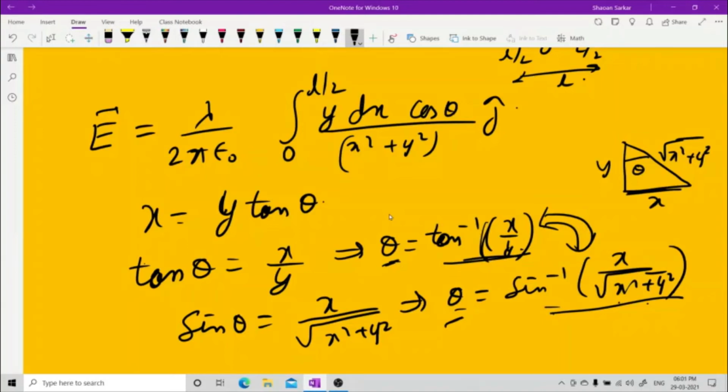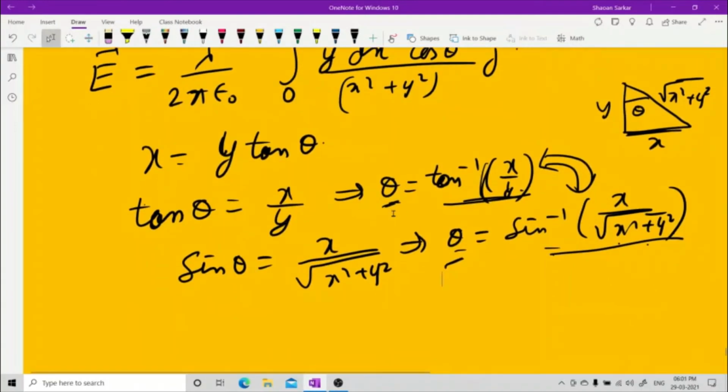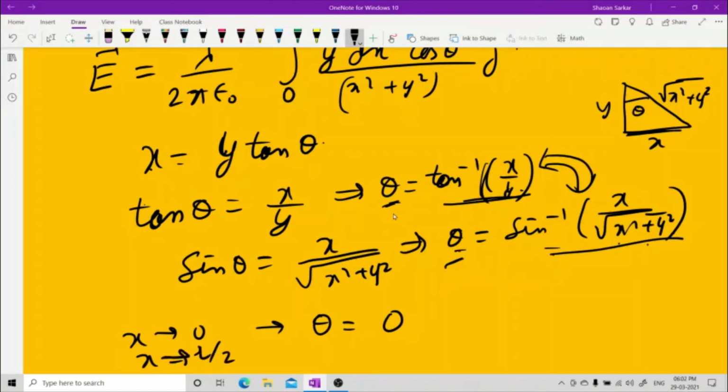Now you see one thing. Now we will keep this here at x equal to 0. At x equal to 0, theta is straight away 0. Now x equal to L by 2. At x equal to L by 2, see what happens. Theta is equal to sine inverse. Why did I take sine? I'll tell you why. You will see in a minute. This is L by 2 upon under root L square by 4 plus y square.